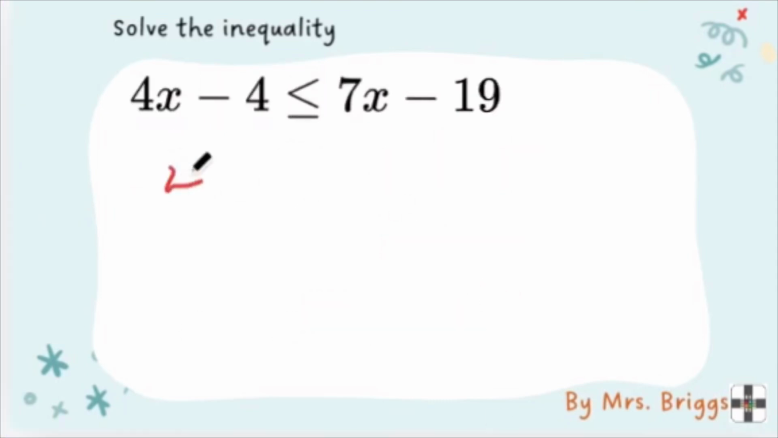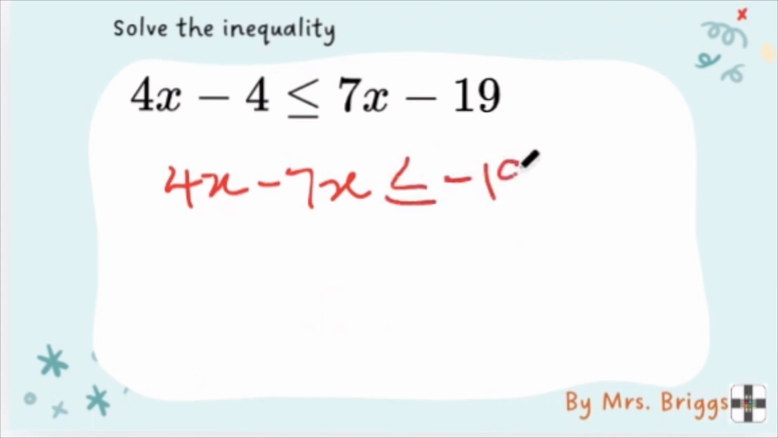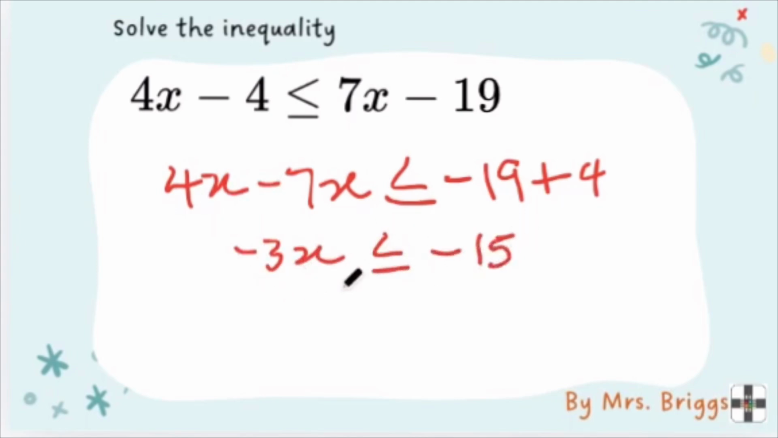We have 4x minus 7x is less than or equal to negative 19 plus 4. This would be negative 3x less than or equal to negative 15. And if we divide both sides by negative 3, which is a negative number, then x would be greater than or equal to 5.